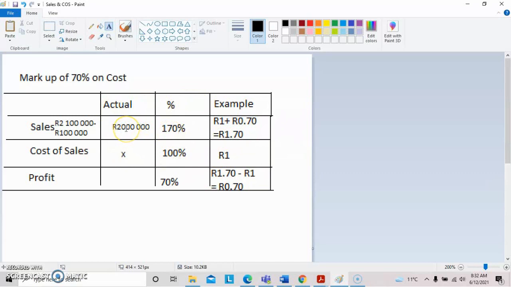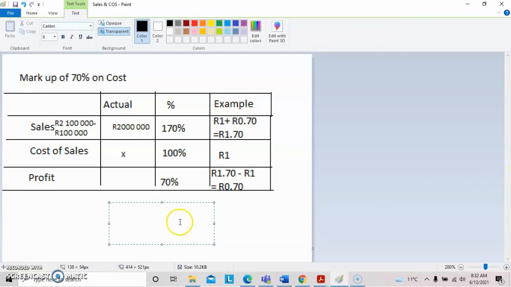So here we have 2 million rands, and we have 170% this side. And then here we have X that we need to solve, and this side we have 100%. Okay, so if we were solving for X here, and I have to rewrite this, we were going to do it this way.